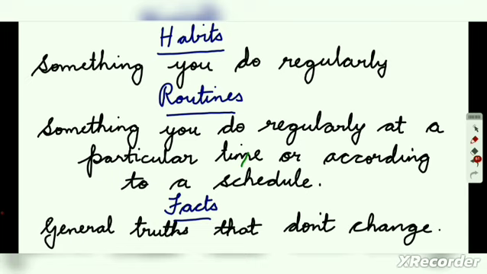Next is facts. Facts are the general truths that don't change, they're always true. For example, the sun rises in the east, water boils at 100 degrees Celsius, birds fly. All these are general truths. So that is where we use the simple present tense. So simple present tense is used for habits, for routines, and for facts. Habits are something we do regularly, routines are something we do regularly at a particular time, and facts are the general truths that do not change.